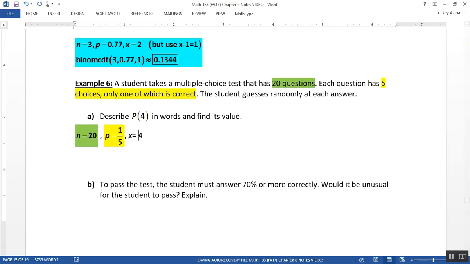So they want us to describe in words what we're looking for. Well, it'll be the probability of a student getting 4 correct answers out of 20. So P of 4 equals the probability the student guesses correctly on 4 answers.